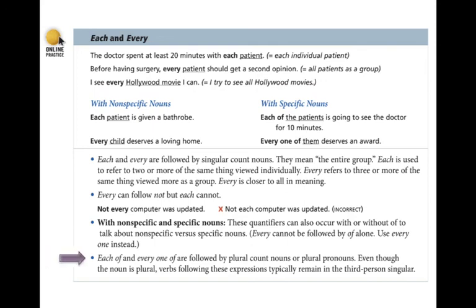Each of and every one of are followed by plural count nouns or plural pronouns. Even though the noun is plural, verbs following these expressions typically remain in the third person singular. So going back to the examples, each of the patients is going to see the doctor. Every one of them deserves an award. So subject-verb agreement needs to be singular, third person.